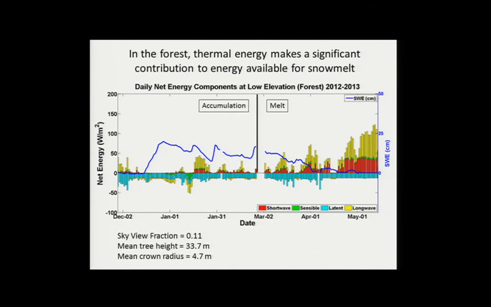And Jessica Lundquist has shown this in some of her really interesting work, that at these warmer sites, the trees actually warm up the snow to the extent that you can have a melt event as a result of that long wave radiation contribution. And we see that with these yellow bars. See, at these melt events, the yellow bars are pretty high. And that's saying, hey, long wave radiation is responsible for the decline in snowpack. So the energy balance is different in the forest than it is in the open areas.